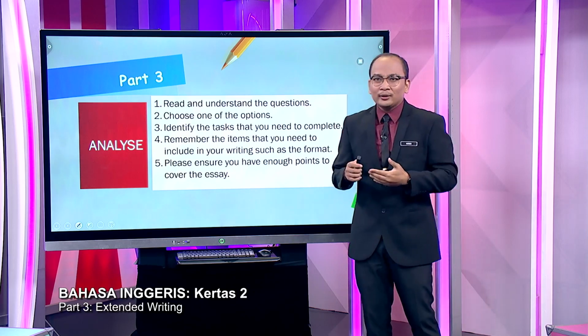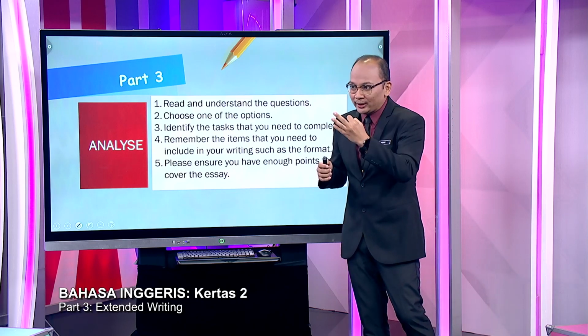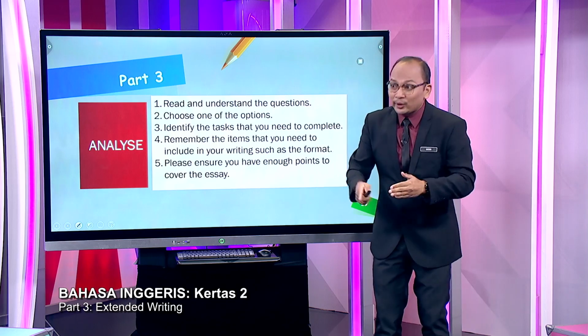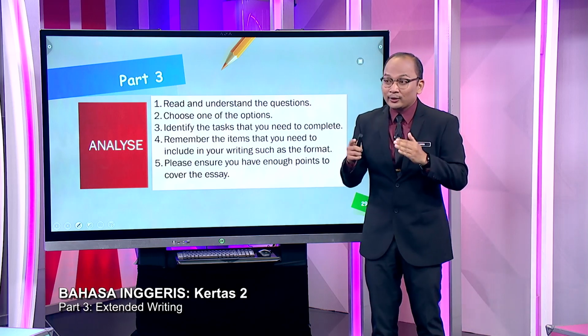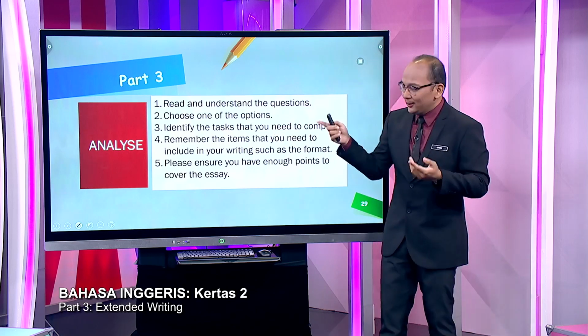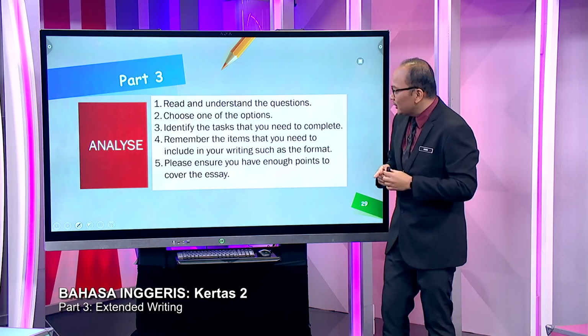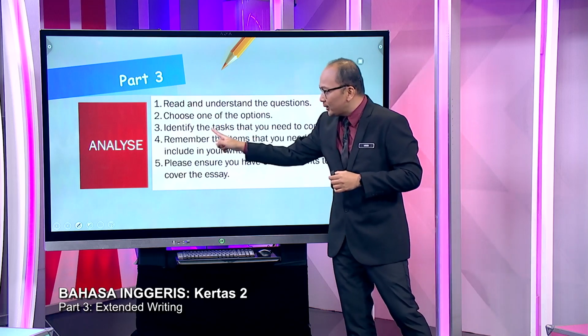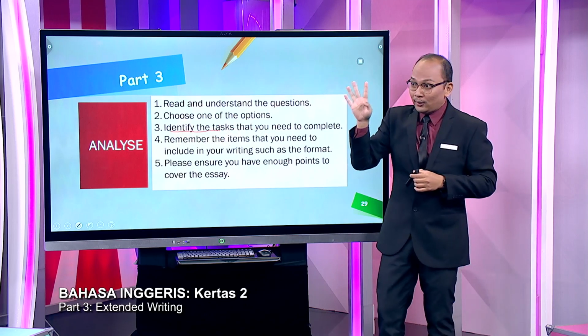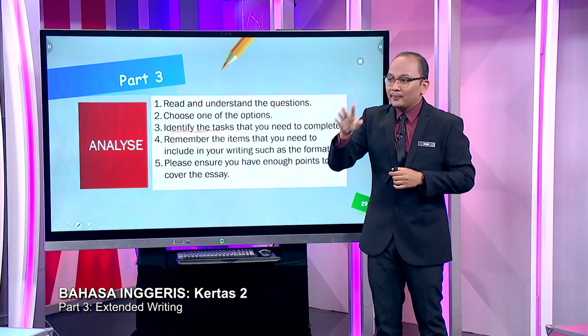How many questions will we get, Chris? We will get 3 options, right? Okay. We are just going to choose one. But we need to read through because we need to choose what is best for us. Choose one of the options. Identify the task that you need to complete. Once you read the options, identify the task that you need to complete, because there are 4 formats, but 3 will be out.